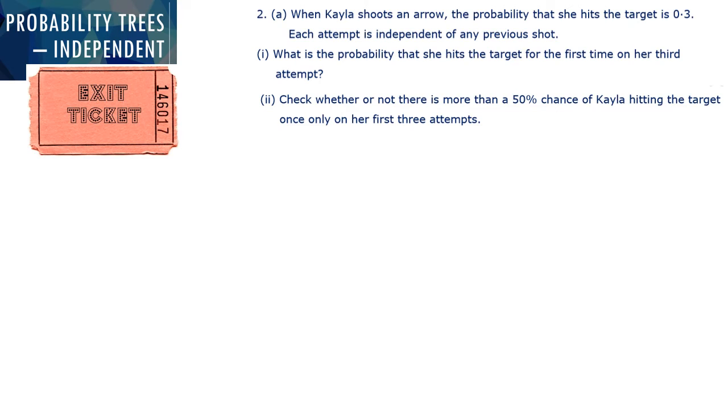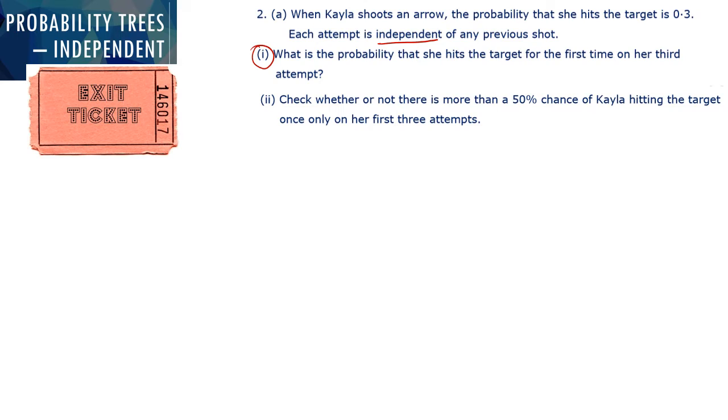So this is the exit ticket from the independent probability trees lesson. Kayla shoots an arrow and every attempt is independent of previous shots. First, we need to think about the probability she hits it for the first time on her third attempt.